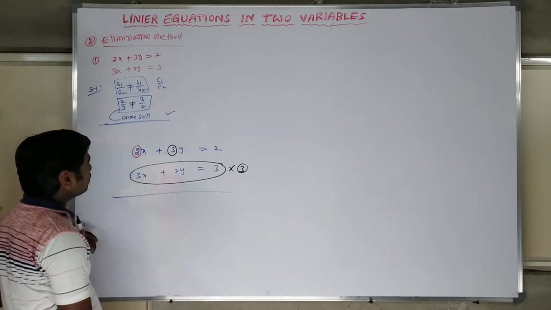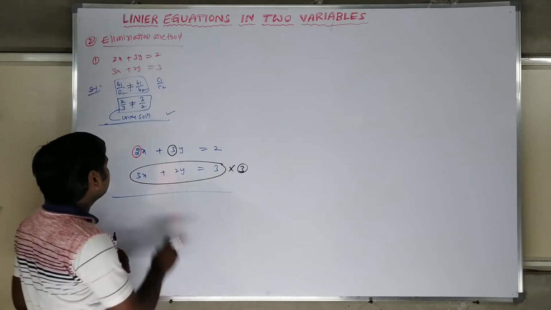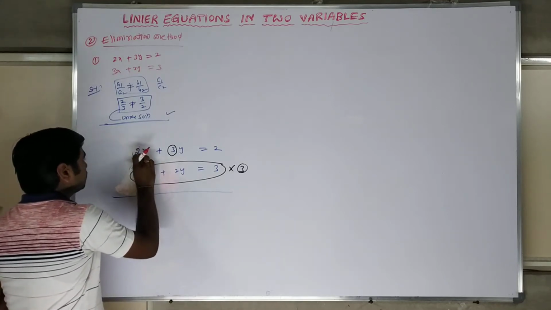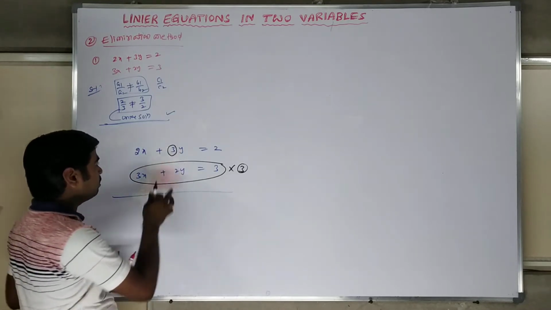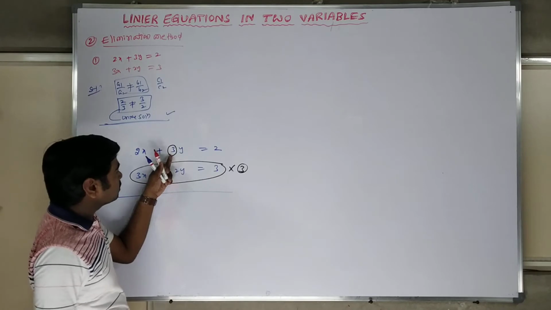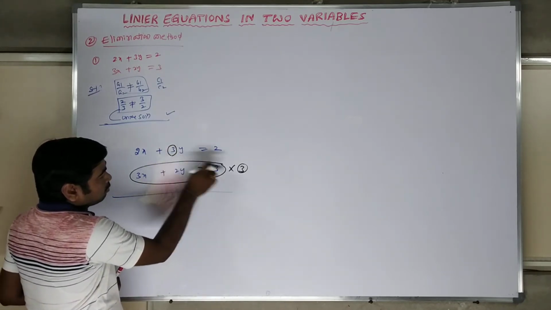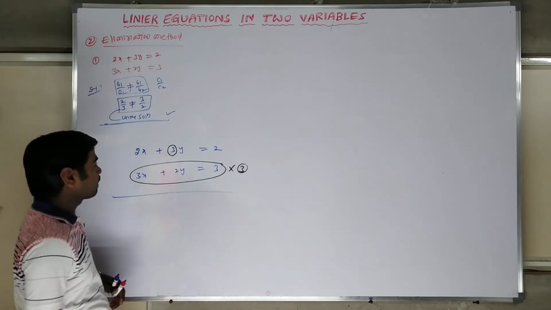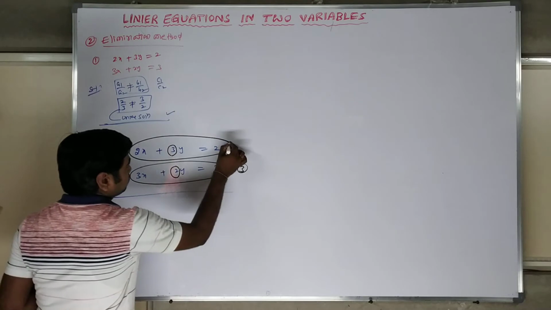So when you want to eliminate the y component, you should multiply the total equation. In this, what is the y coefficient? It is 3. You multiply the opposite equation with 3. Then the other is 2, so the other equation you should multiply with 2.